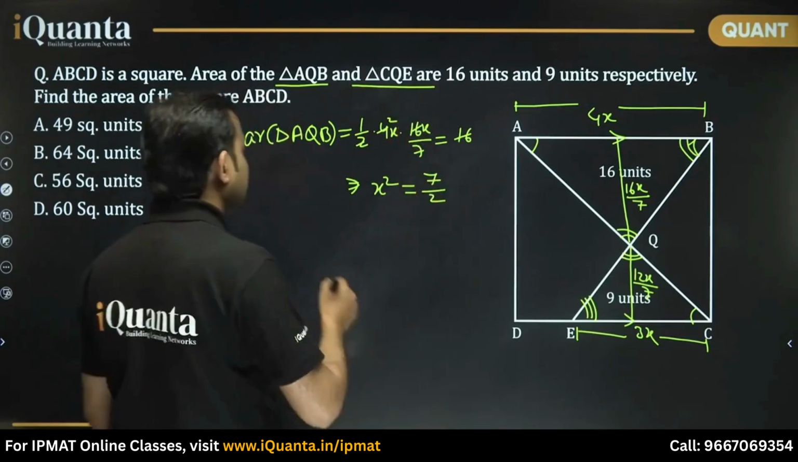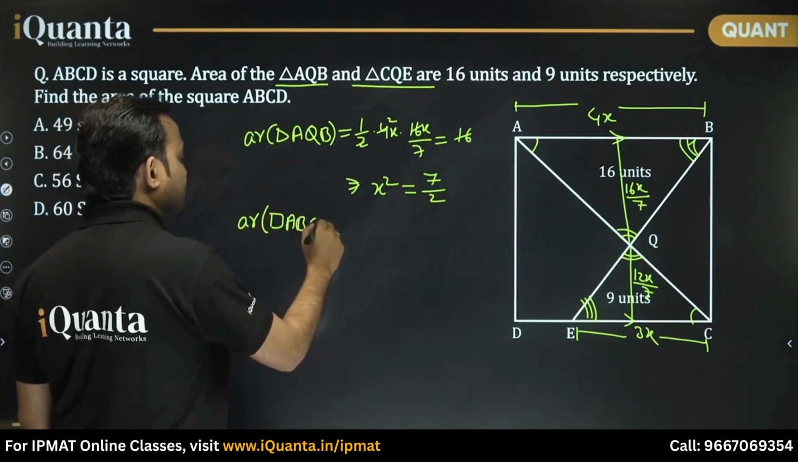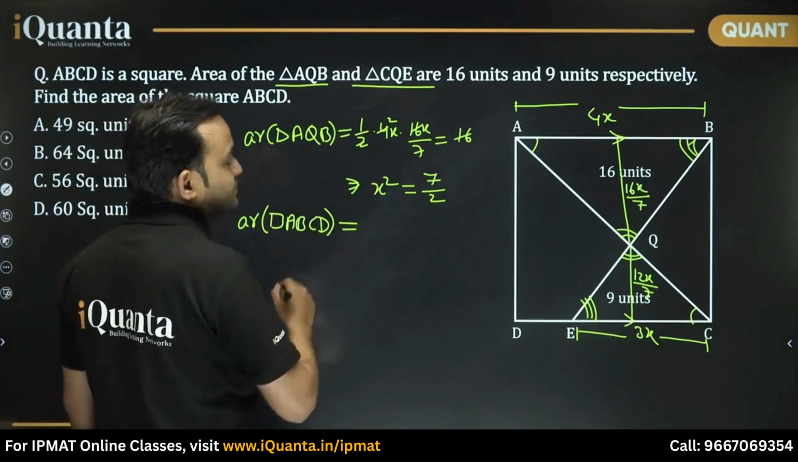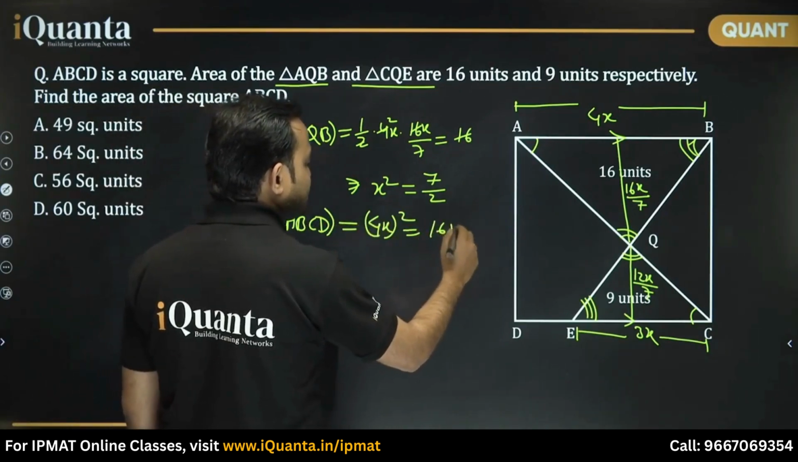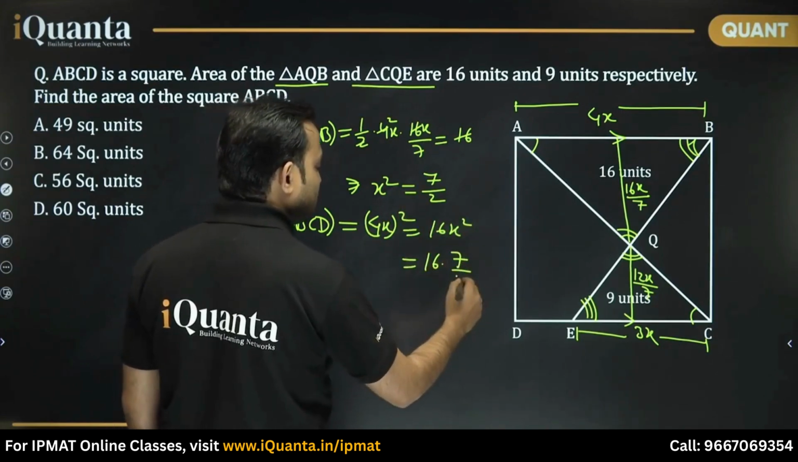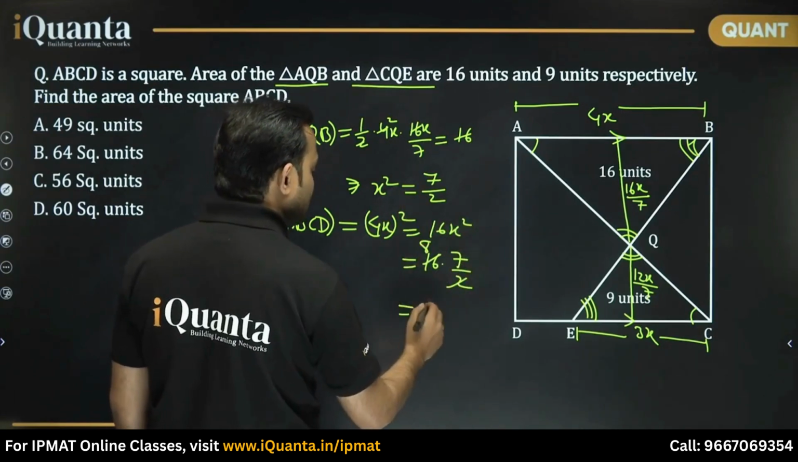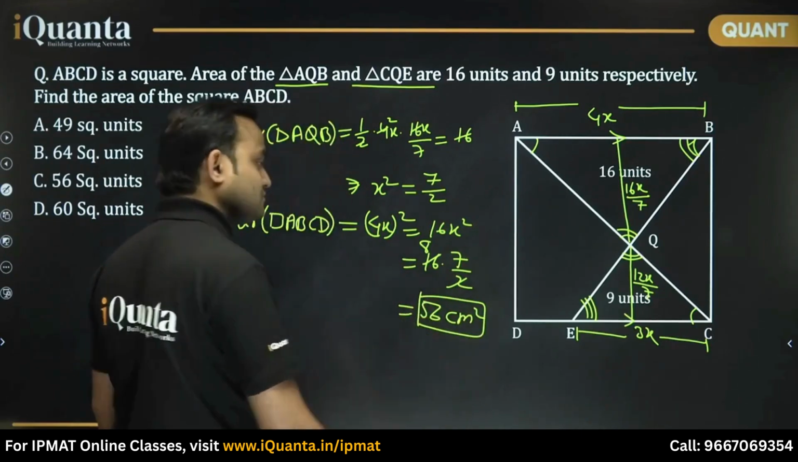What we want? Area of the square ABCD. Area of square ABCD is 4x square, which is equal to 16x square. Now I can put the value of x square, which is 7 by 2. So this is 8 times. What we get is 56 centimeter square.